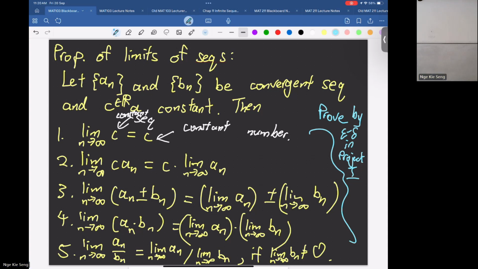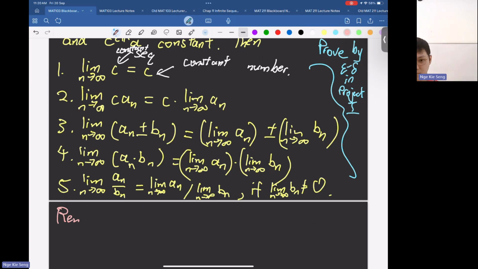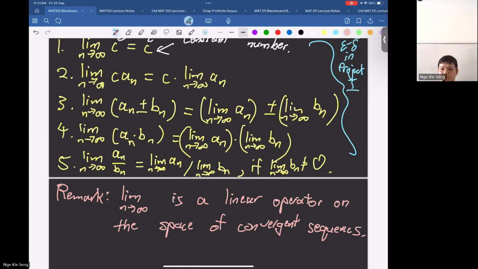How to prove it? The axioms. Go do it. Check that the space of convergent sequences is a vector space. I want to put a remark here so that you can easily talk about all these properties. Remark: this limit as n goes to infinity is a linear operator. Operator or transformation, we can swap and use them as equivalents, on the space of convergent sequences. So you need to check convergent sequences form a vector space. You need to find how to add them and how to scalar multiply. I already told you: just multiply every term, and add term by term.